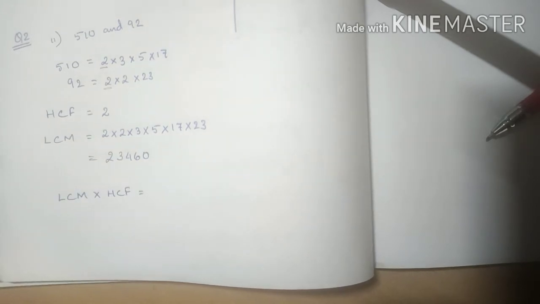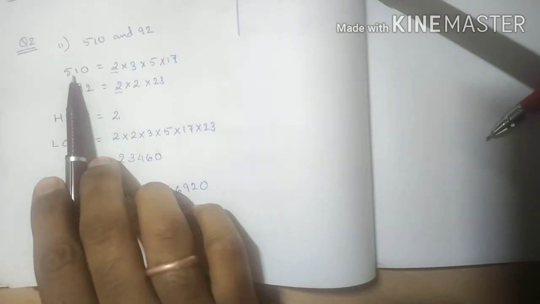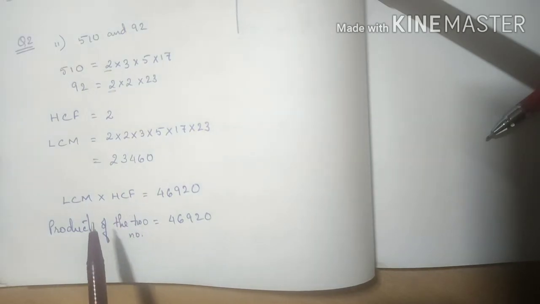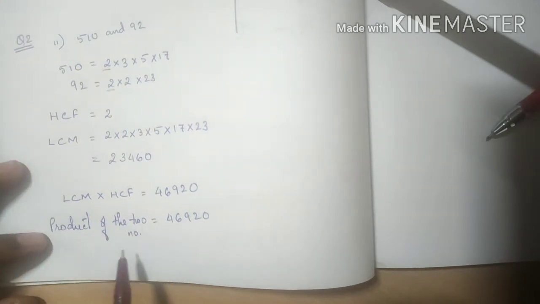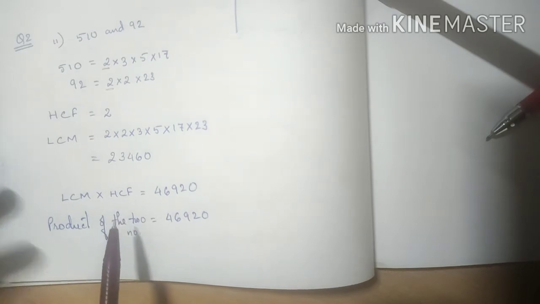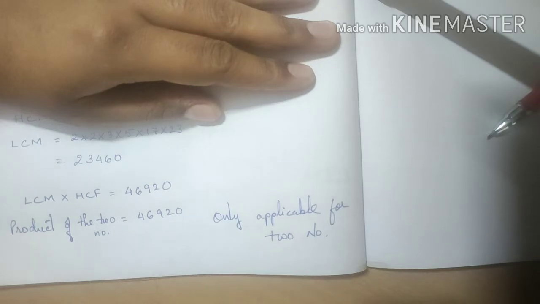We need to take the product of the LCM and HCF, and after multiplying these two numbers, 510 and 92, you will get the same number as the product of the LCM and HCF. Always remember, the product of two numbers is always equal to their LCM multiplied by HCF. This is only applicable for two numbers. Always remember, it's only applicable for two numbers.